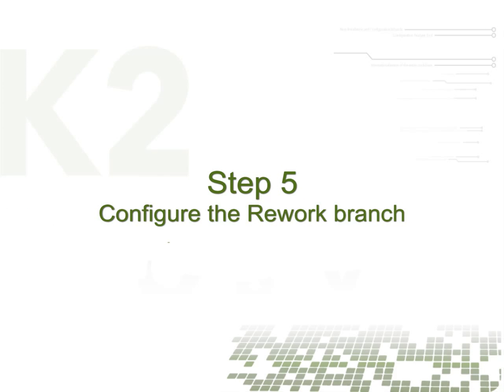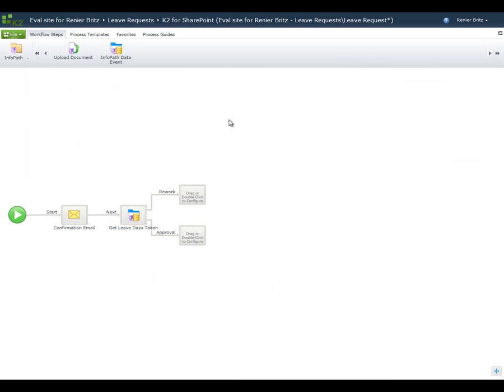In this step, we'll configure the rework step. This step will allow the person who requested leave to add additional information or correct any errors that may have been found during a previous step. First, we want to add a comment to the InfoPath form so that the requester will know why the form is coming back to them.